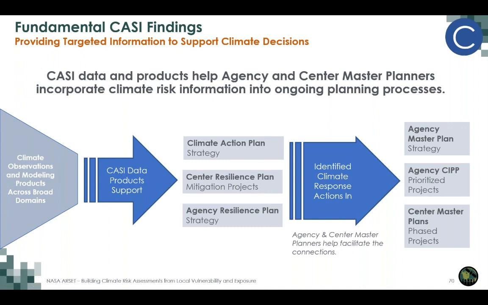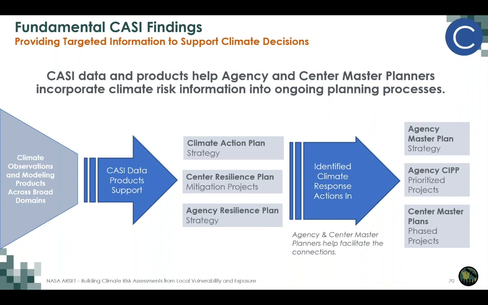climate action plans, center resilience plans, agency resilience plans, and together help identify climate response actions that may be implemented in the agency master plan, the agency capital investment program plan, and the center master plans. This process is, of course, being conducted with coordination between the agency and center master planners to facilitate the connections.